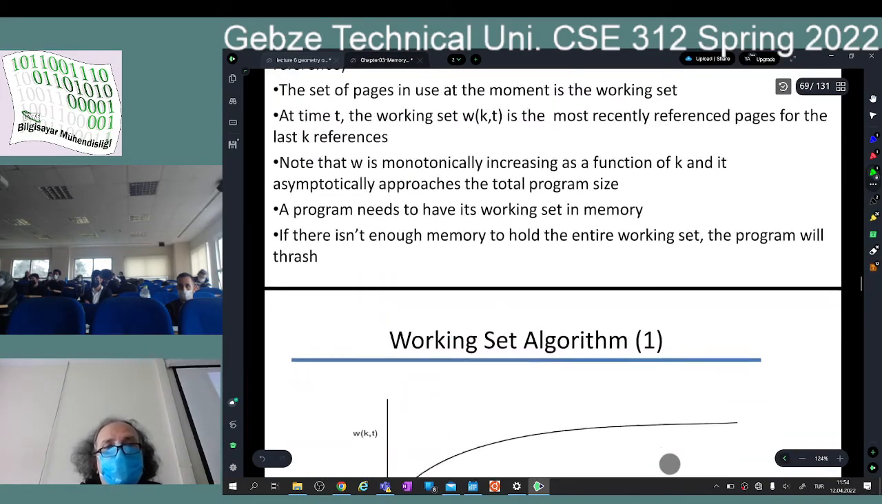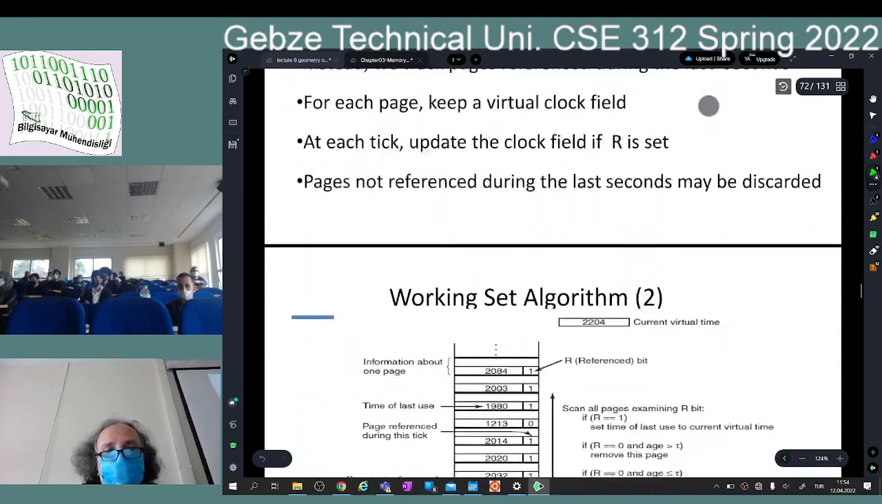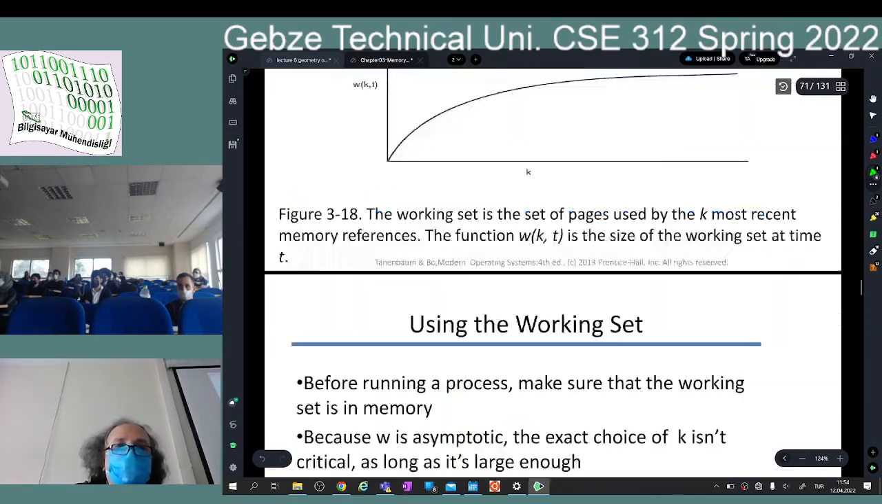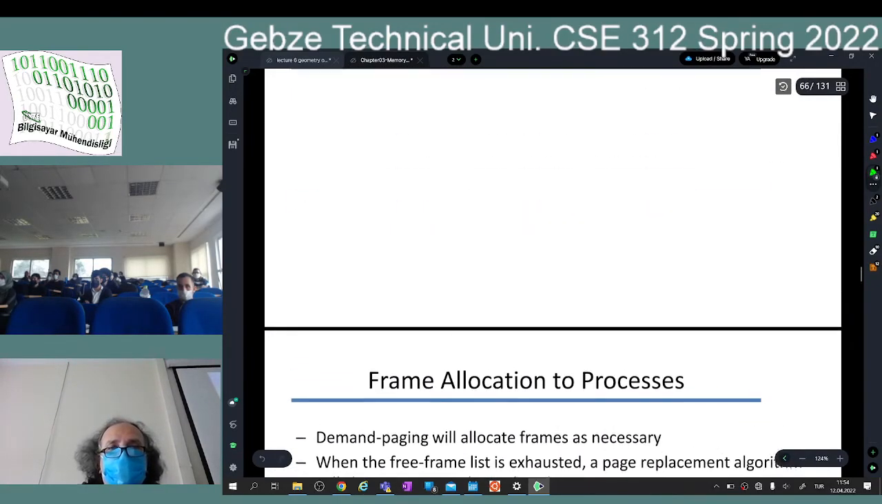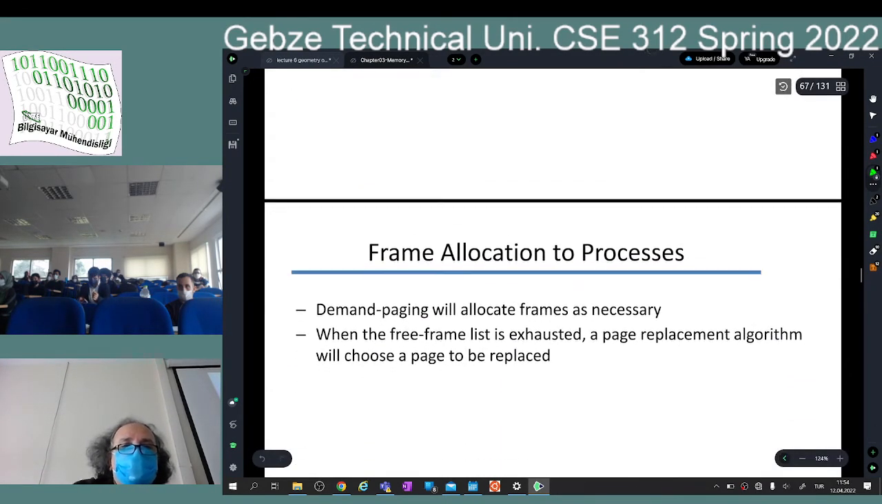Well, I think I will have to talk about this working set thing, but maybe I should talk about working set clock? Well, the clock algorithm will come back again, and I wondered if I can talk about it now, but no, I will not. So let's look at this one.